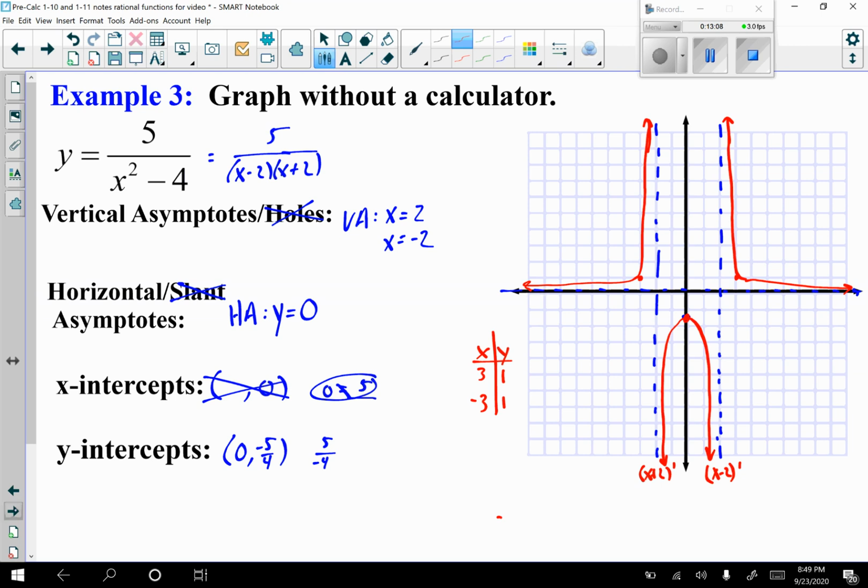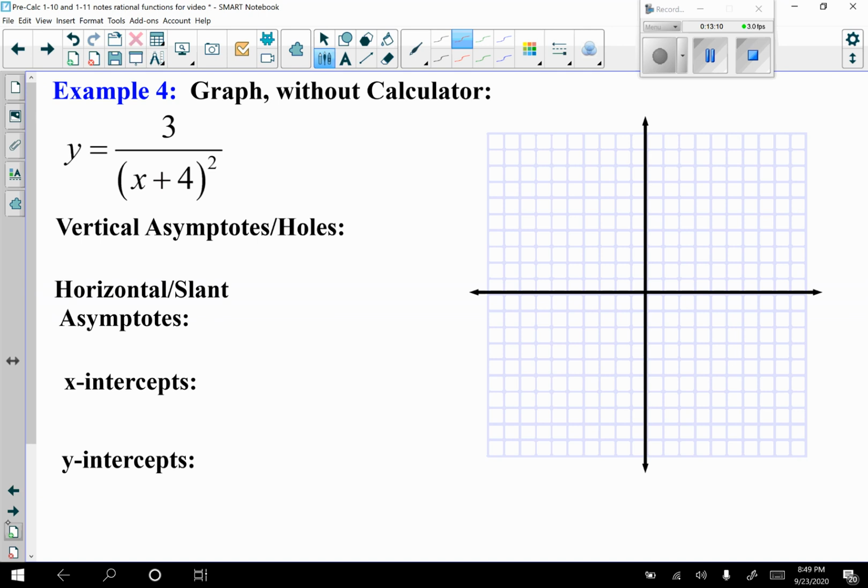Let's go to another one. All kinds of weird situations could happen. 3 over (x plus 4) squared. Good news, already factored. All right, so it's factored. Nothing cancels, so we can say no holes. Vertical asymptote, we have a denominator. X equals, it's a denominator of negative 4. Is that 0? So x equals negative 4.